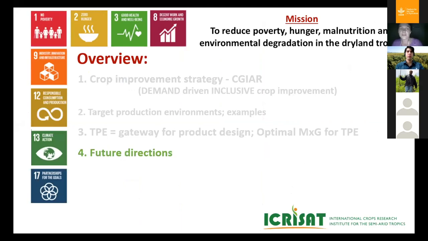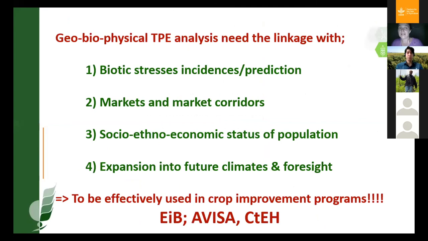So now the future directions. All these analyses are nice. We have a lot of colorful maps, some beautiful geobiophysical characterizations of those production regions. However, it goes much more complex, much beyond it, if we really mean to more effectively address the issues faced by crop improvement programs. Definitely, and Diego has already spoken about it, biotic stresses need to be overlaid or involved in this type of clustering analysis. Another important thing is markets and market corridors. These initiatives are just beginning across the CG centers.